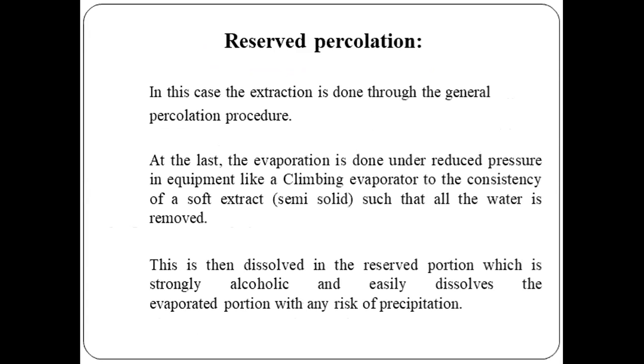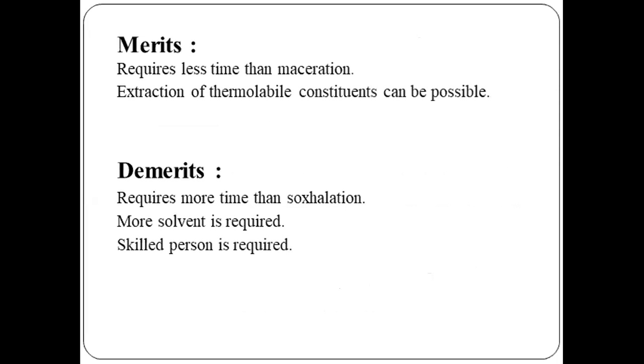In case of extraction done through a general percolator, at last evaporation is done under reduced pressure, with equipment like a climbing evaporator, to the consistency of a soft extract, such that all the water is removed. Then it is dissolved in the reserve portion, which is strongly alcoholic, and equally dissolves the evaporated portion without any risk of precipitation. Merits: requires less time than maceration.